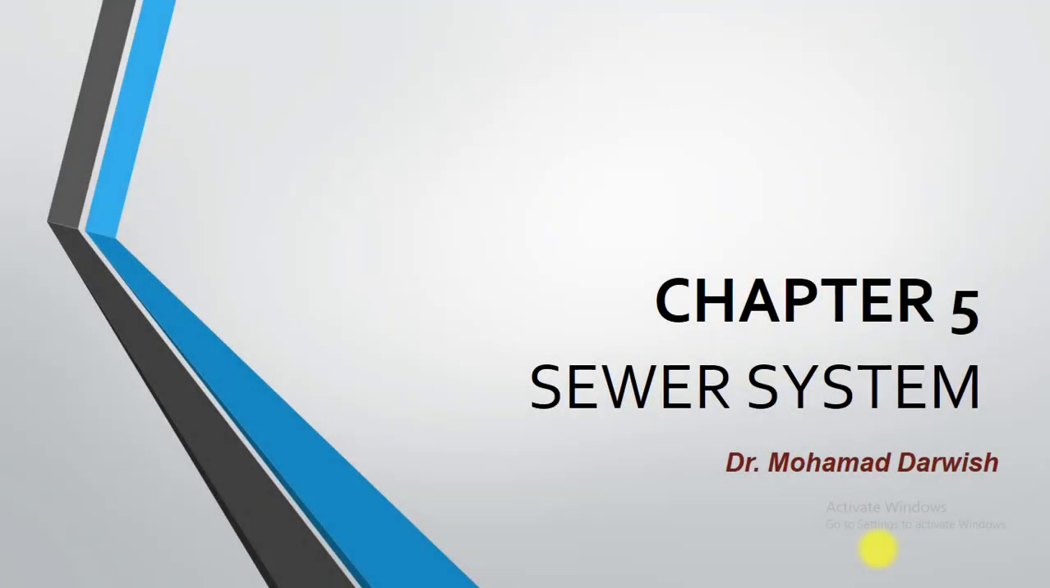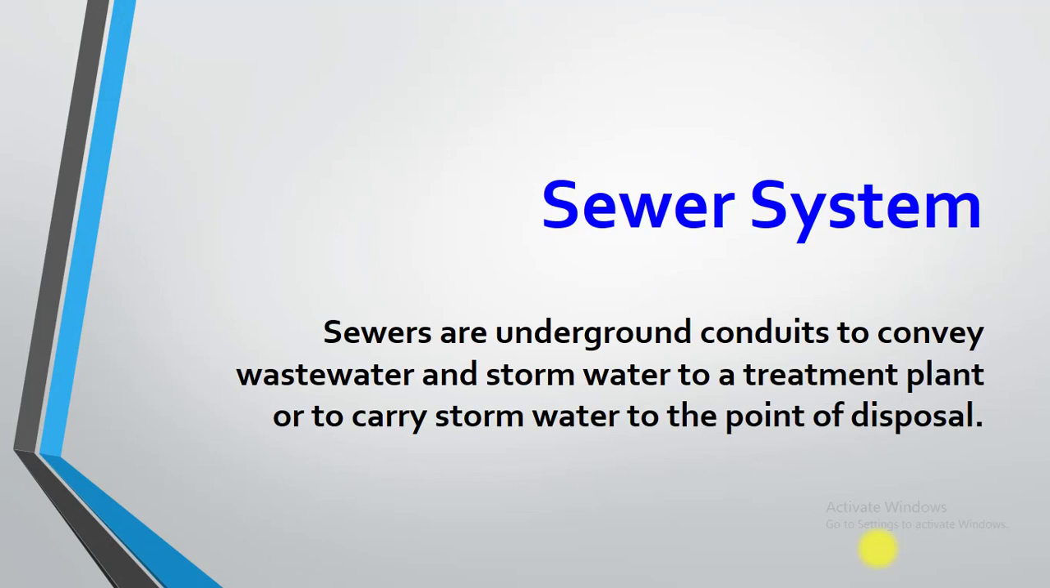Hello and welcome everybody. Today in this video we are discussing chapter 5, which is under the title of sewer system. So first of all, let's have a definition of the sewer system. Sewers are any underground infrastructure or any underground conduits that are responsible to convey the wastewater and stormwater to the treatment plant.